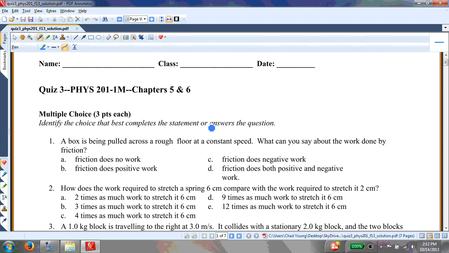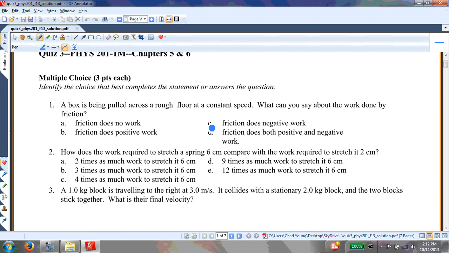I have a box being pulled across a rough wood floor at a constant speed. What can you say about the work done by friction? All right, the friction is going to be negative, because if I have a box pulled in this direction, then the frictional force will be in this direction, and since the displacement is in this direction, they're opposite, and so that gives me negative work.